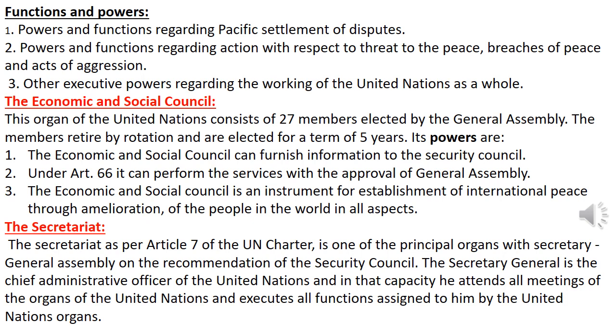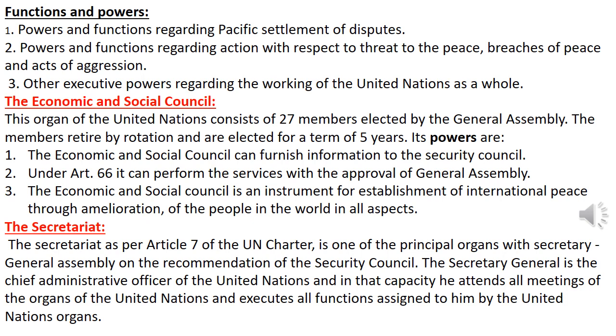The Economic and Social Council. This Economic and Social Council consists of 27 members elected by the General Assembly, and the members retire by rotation and are elected for a term of 5 years. It has the power to furnish information to the Security Council, and under Article 66 it can perform services with the approval of the General Assembly. It is an instrument for the establishment of international peace through amelioration of the people in the world in all aspects.